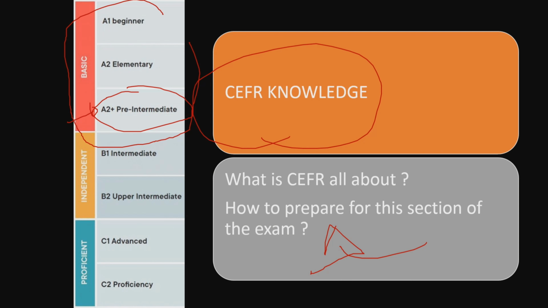So that's why you need to have a thorough knowledge of this as well. A2 plus is called pre-intermediate. It's a stage between one level to another. When you move from the pre-intermediate stage to the next level, that is independent, B1 is intermediate and B2 is upper intermediate. Similarly, B2 plus can be called pre-advanced level, and then you have C1 and C2 proficiency level.